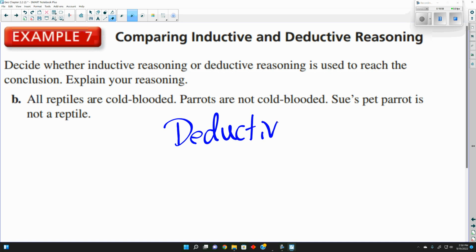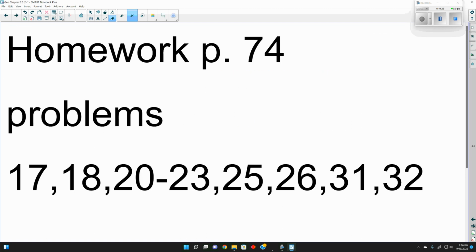Guys, let's focus in. So, deductive, because again, they gave us a fact. All reptiles are cold-blooded. Parrots are not cold-blooded, so Sue's pet is not a reptile, because they gave us a fact. Questions on this here? And that's it.